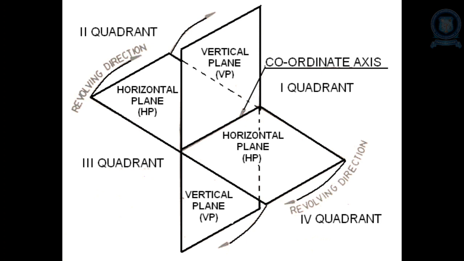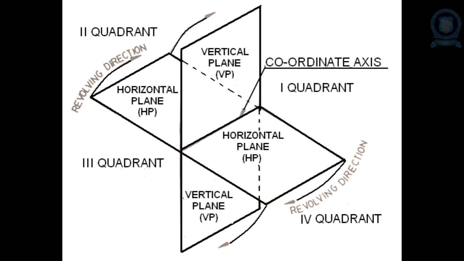If you keep an object in any of the 4 quadrants, you will always get the front view projected on the vertical plane and the top view projected on the horizontal plane. To make it into a 2-dimensional drafting, you rotate the horizontal plane alone 90 degrees clockwise after drawing the projections. That is given here as the revolving direction: rotate the horizontal plane 90 degrees clockwise.